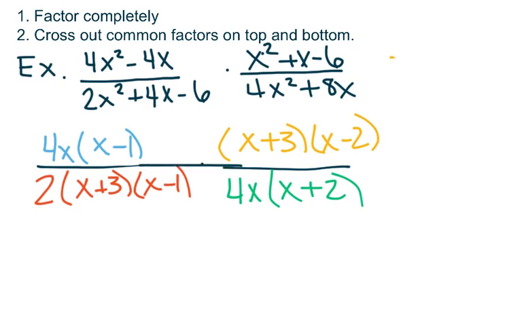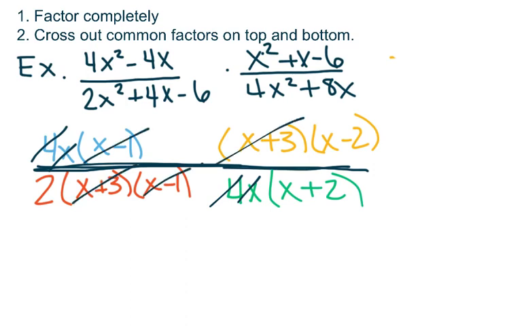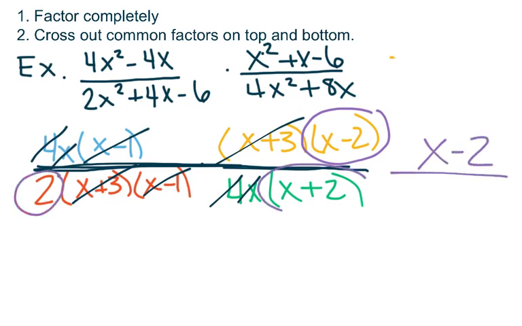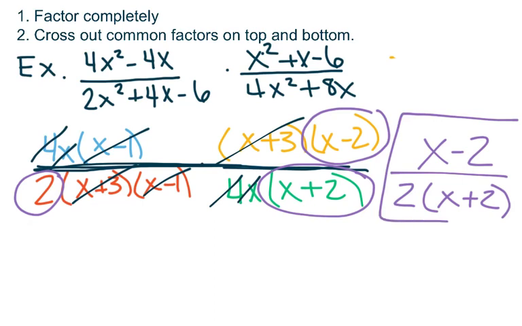top and bottom. Remember, this is one big old fraction. So I see that there's a 4 I can take out. There's also an x. There's an x minus 1. I see x plus 3. I think that's it. So let me change it to purple. So here's what's left on top. I got an x minus 2. And on bottom, I have a 2. And then an x plus 2. So this answer is perfectly fine.